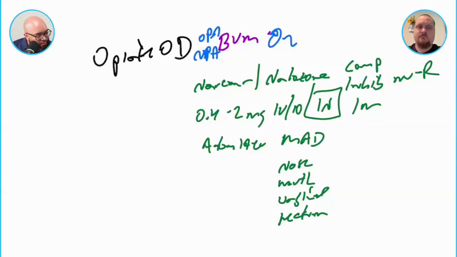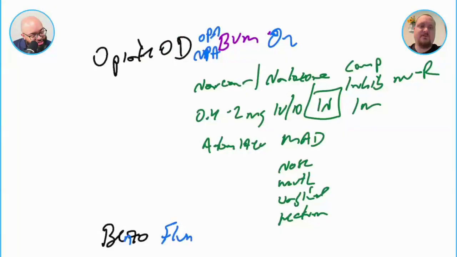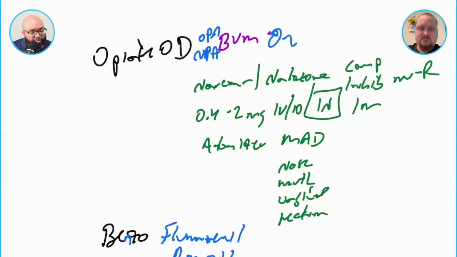We went over benzo overdose. Logan, what's our treatment for a benzo overdose? It's going to be flumazenil. This is the Romazicon. Flumazenil, also known as Romazicon, flumazenil being the generic name.